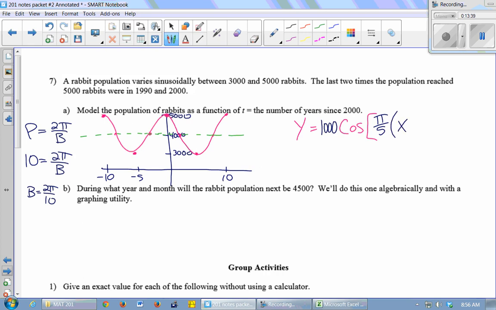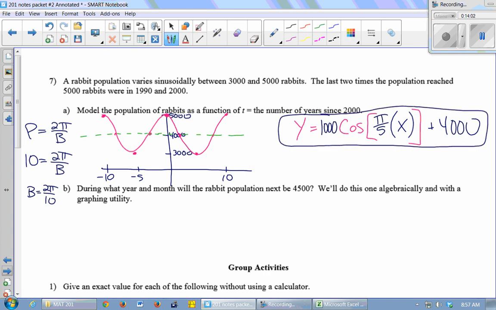Do I have any horizontal shifting? Nope, because I started right at a max, which is where cosine naturally starts. I don't have to shift. And where's my midline? 4,000. So there is my model that tells me the number of rabbits since the year 2000. Everybody remember how that works?